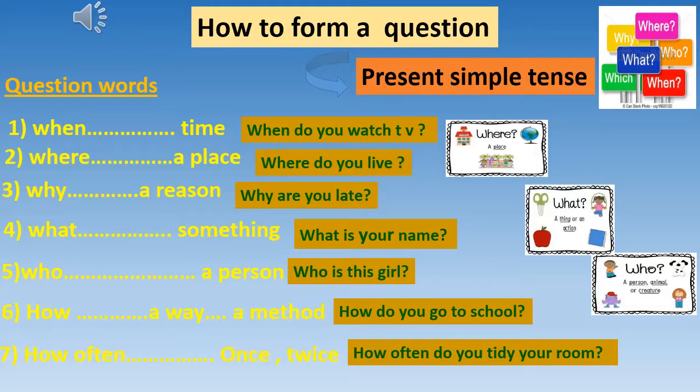Again, when is for time, where for place, why for a reason, what for something or an information, who for a person, how for a way or a method, how often when I find in the answer once or twice or three times.